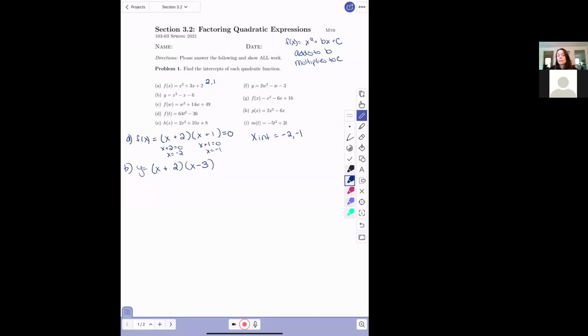And if you're ever confused on these, you could go ahead and check these by just foiling this out. So you could check by multiplying, you know, x times x is x squared. X times -3 is -3x. X times 2 is 2x. So -3x plus 2x is -1x. Perfect. We got that middle term. And then we have -3 times 2, which is -6.